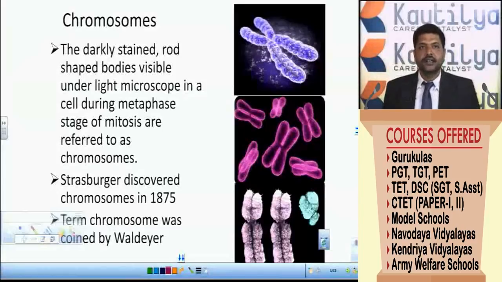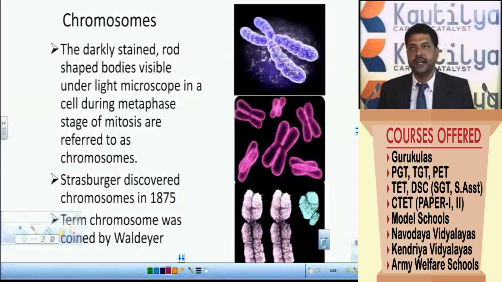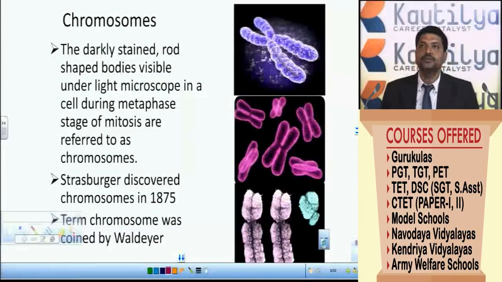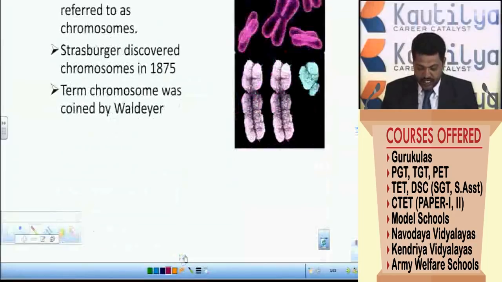Friends, in the last class in cell biology, we have discussed different features of the cell, the ultrastructure of the cell, as well as cell organelles. Up to the nucleus we have discussed. In this lesson, we will discuss the chromosomes. Before discussing actual chromosomes, let us see the history of chromosomes.